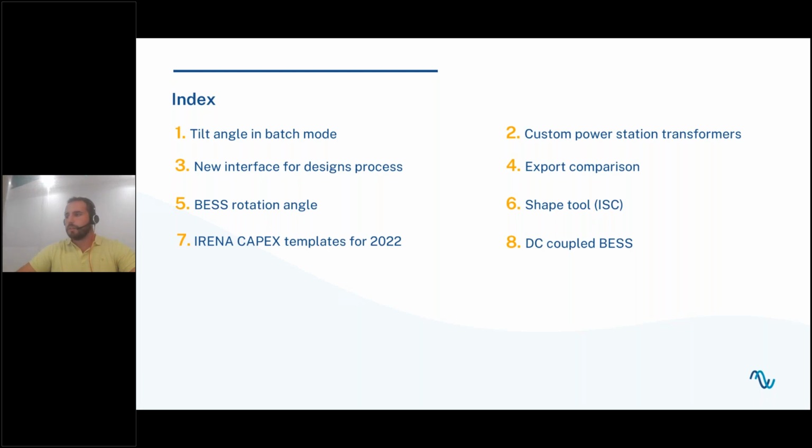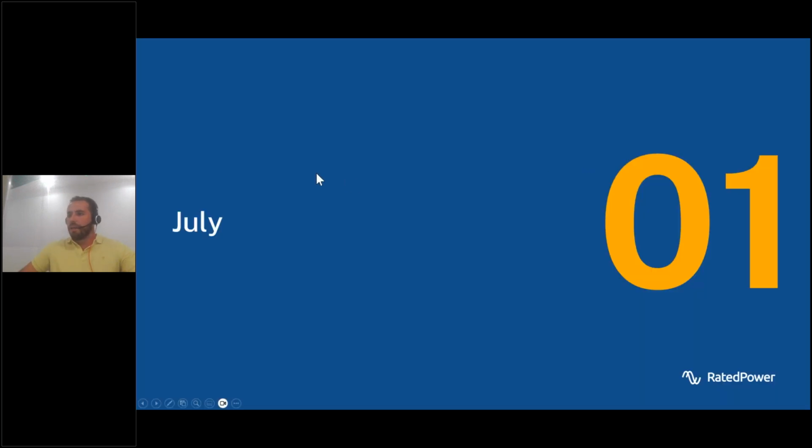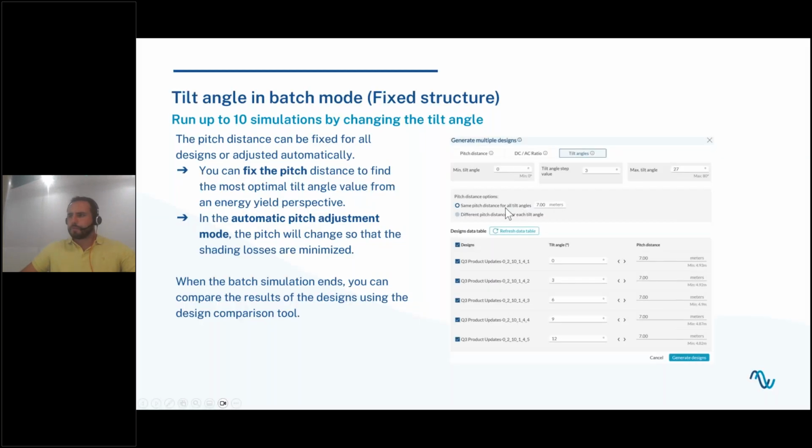And last but not least, we will see the DC couple best function. This is the last feature that we launched, and it was yesterday. So let's start with the first tool that we launched this quarter, the tilt angle batch mode.